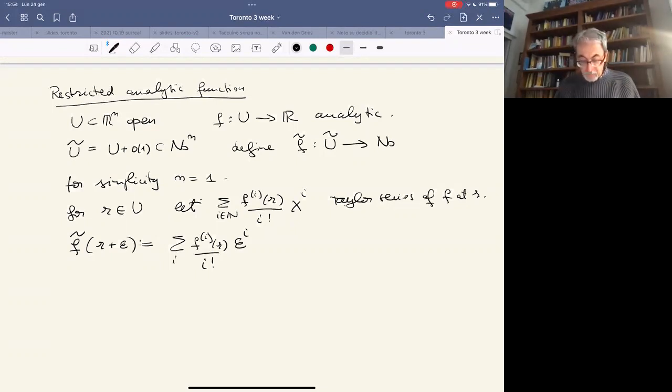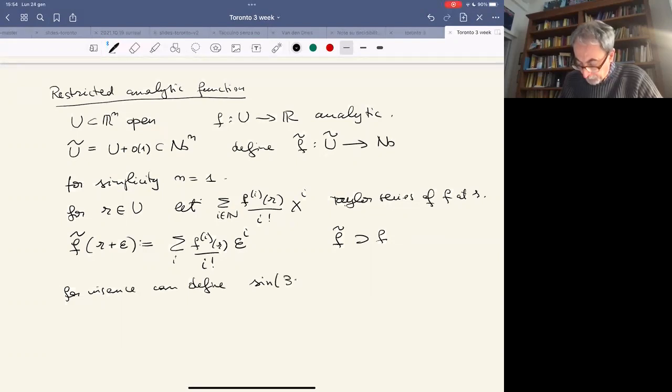This converges, and you have that this is an extension of F to the surreals. Of course, for instance, you can define sine of, I don't know, 3 plus an infinitesimal. No, 3 doesn't look good. 4 plus an infinitesimal via the Taylor series. So sine, on the reals, coincides with F. On the reals plus an infinitesimal, this is the picture.